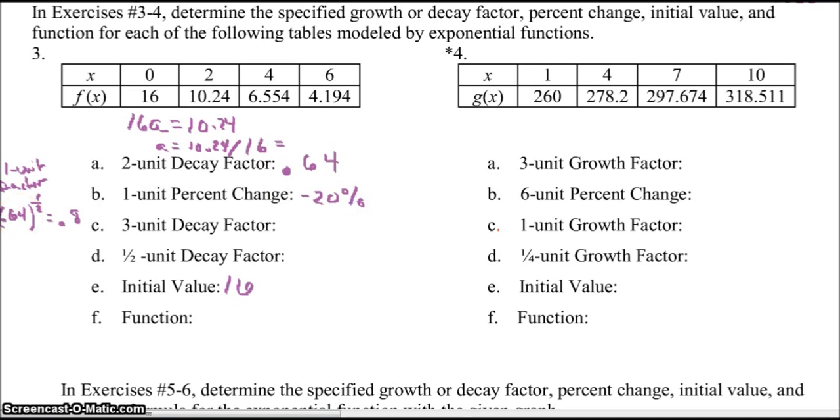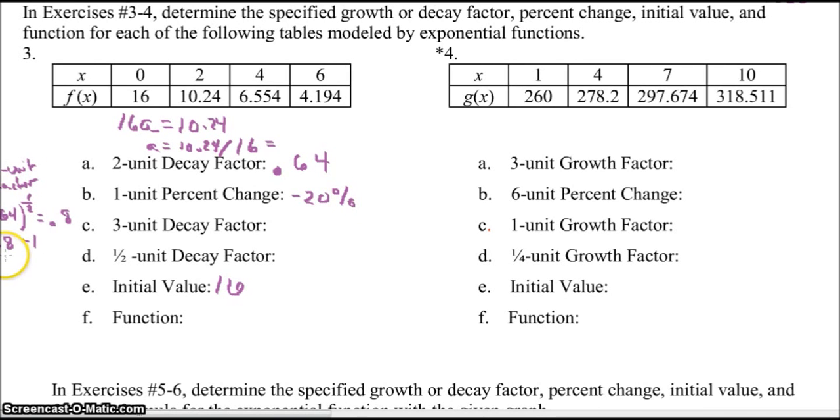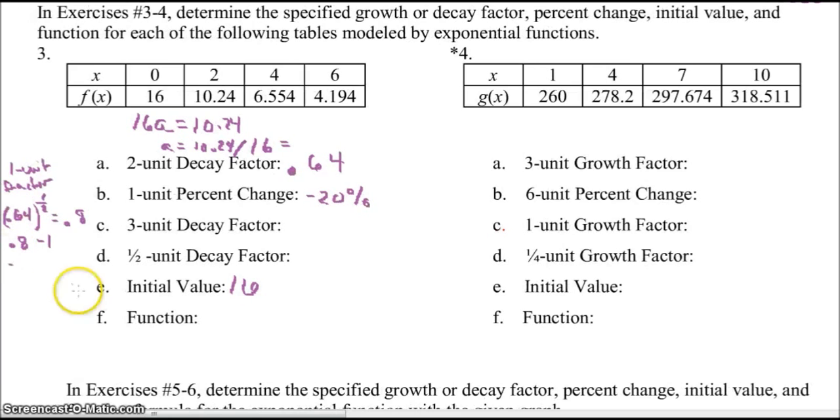That tells me the 1 unit percent change is negative 20%. How did I get that? 0.8 minus 1. Really, I just look at 0.8 and I know that if that's our decay factor, we're decreasing by that factor, then the percent decrease will be 20%.